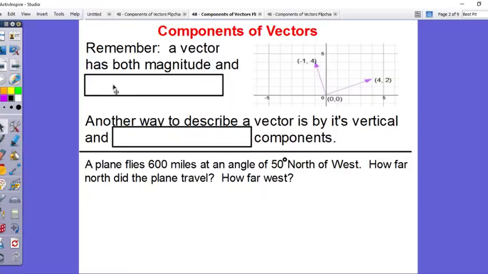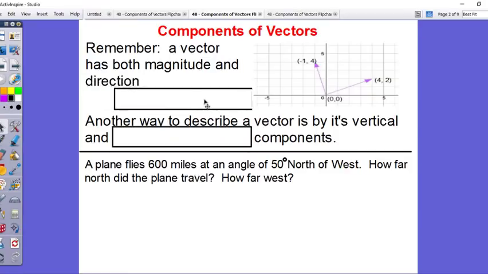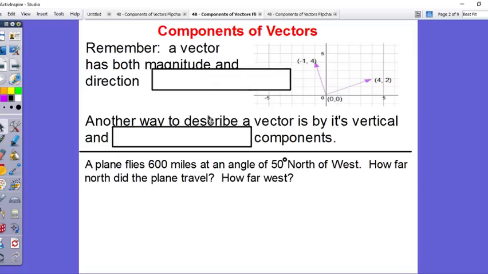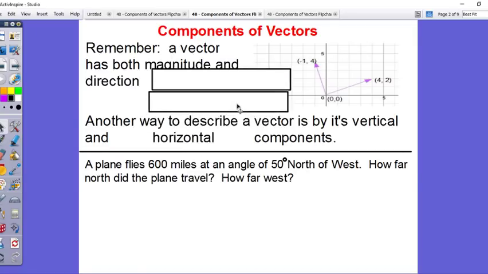Remember, a vector is going to have both magnitude and direction. Another way to describe a vector is by its vertical and horizontal components. So let's break this down using this example of a vector.